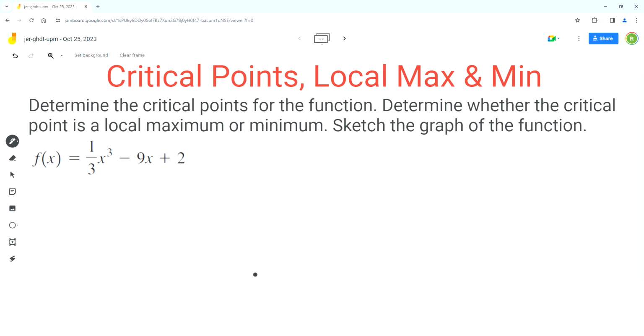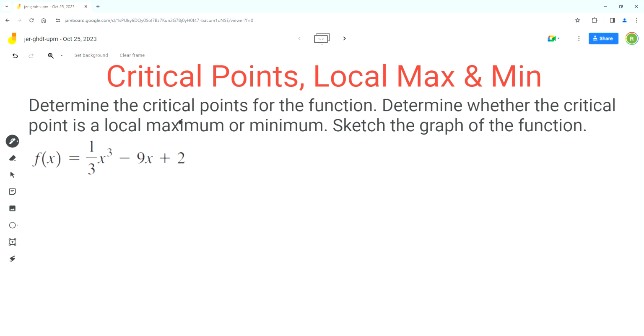So in this video, we'll solve this problem using the concepts of derivatives. As per the problem, determine the critical points for the function, determine whether the critical point is a local maximum or minimum, and sketch the graph of the function. So we are given the function f(x) equals 1/3 x cubed minus 9x plus 2.